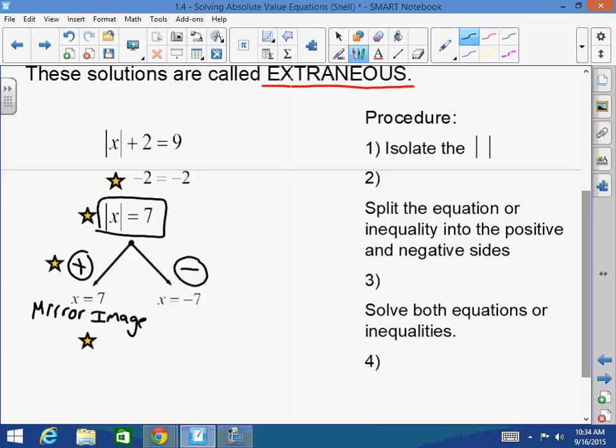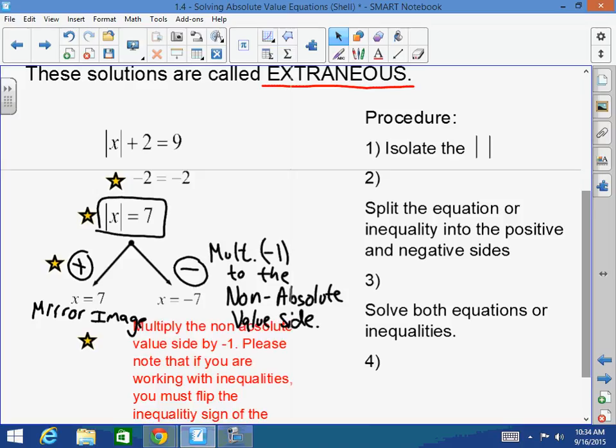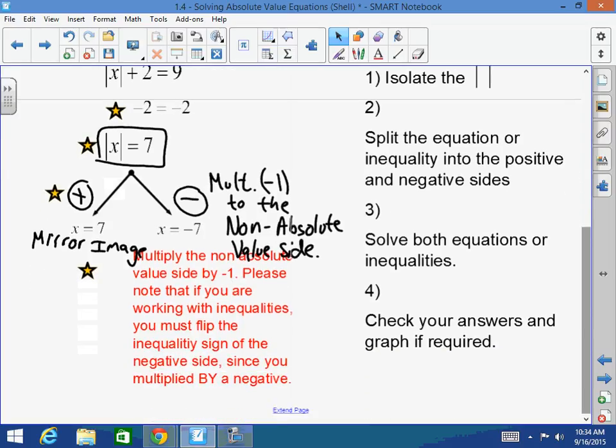But let me explain that negative side again. For the negative side, you multiply -1 to the non-absolute value side. And then you solve each and you check your answer.